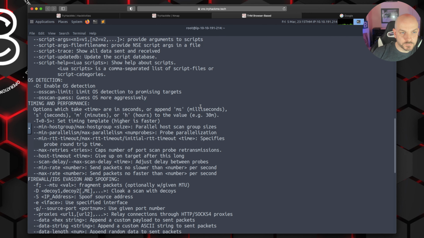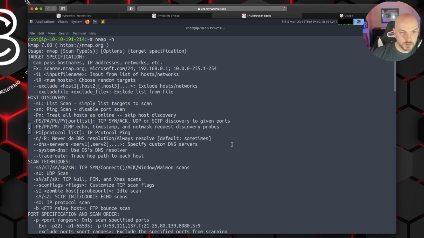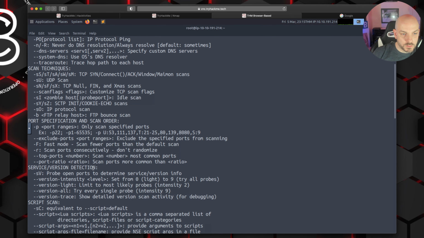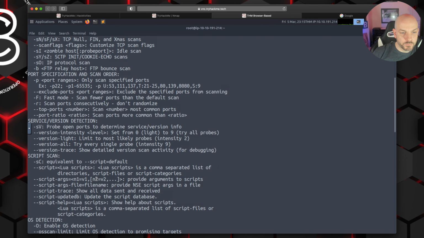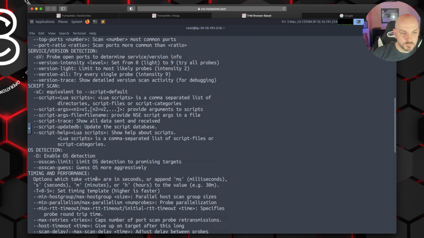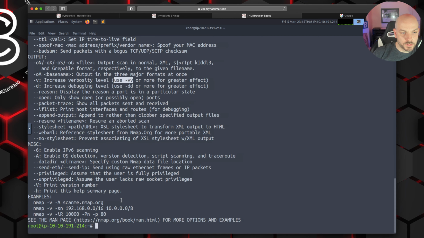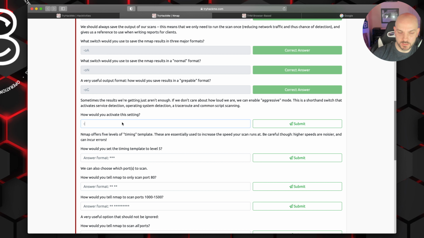Okay, well, it's going to be... Let's see. Scanning, scan techniques. Let's see. Right in front of me. Capital A. So A for all. I like it.